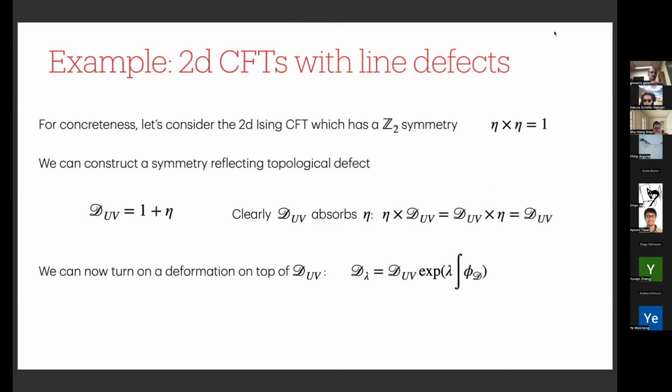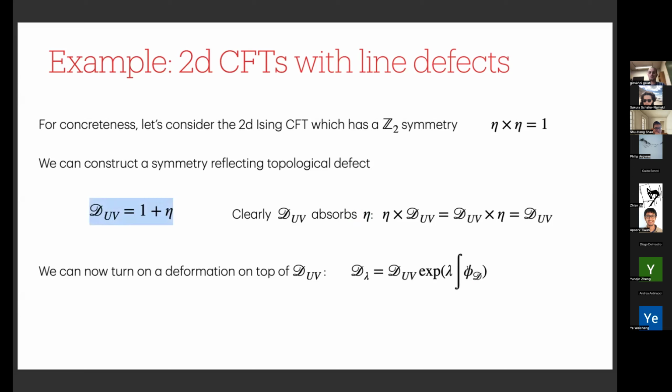Okay, so for concreteness, let me take 2D Ising, which has a Z2 symmetry, but this can be easily generalized, and we did in the paper. So we have a topological defect line, which is eta, which squares to the identity. And of course, in this theory, there is always a topological defect which is symmetry reflecting. And this is just the combination 1 plus eta. So we know that 1 plus eta absorbs the Z2 symmetry, and also the eta line can end on this non-simple topological line.